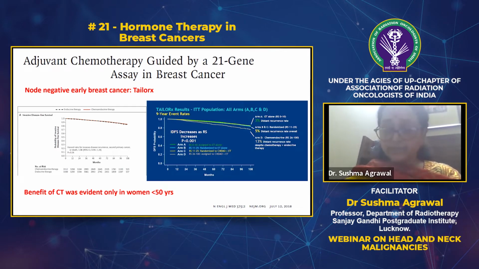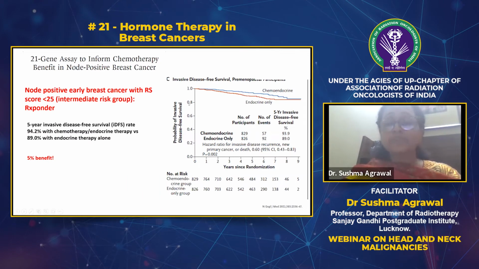And now let's see what happens in the node positive. In the node positive patients, those women who got chemoendocrine, they fared better, and the disease-free survival differed by 4%, 5%. But we anyway know that node positive are high risk in our country at least. So we don't need a RS grouping Oncotype DX, but then validation of this was important. So women who are node positive, early breast cancer, intermediate risk group should be given a combination of chemo and endocrine.